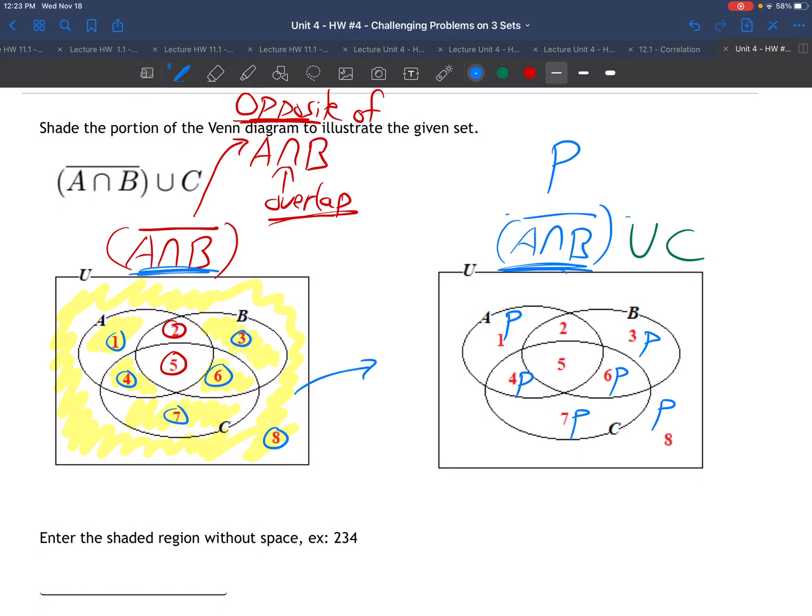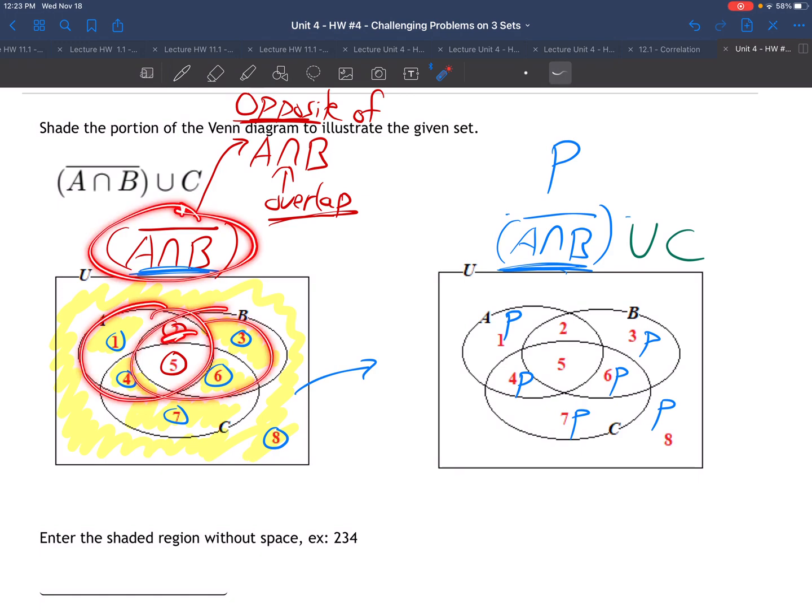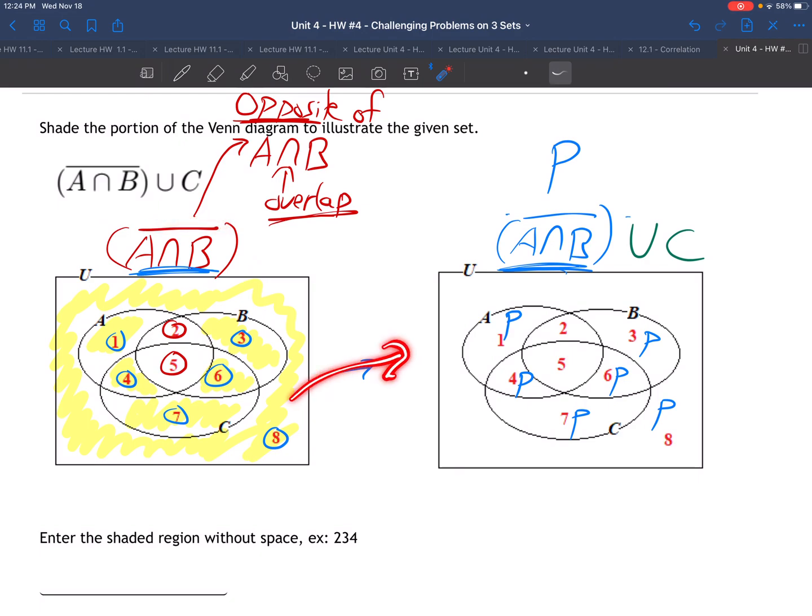See, I used to teach this and have students do all three at once, and it was just too confusing for them. So this way is easier because you only have to deal with 2 letters at a time. First you do the parentheses, so you're just dealing with A and B, and you find the overlap, A and B overlap, which is 2 and 5, and then you take the opposite of that, which is everything except 2 and 5. Then bring that answer over and call all of this now parenthesis.